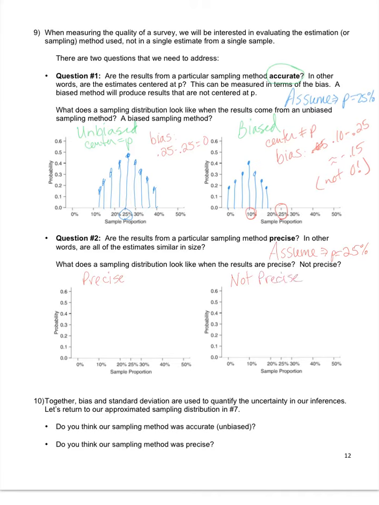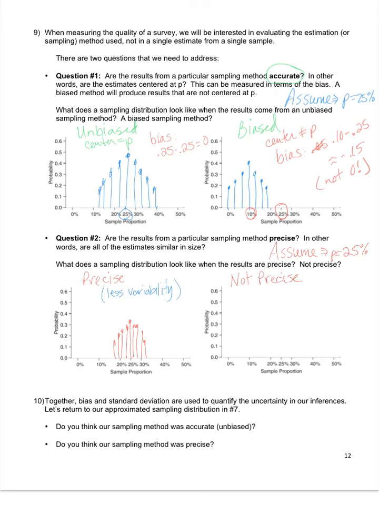All right, so precise. We're expecting 25%. Maybe we get all these results like this. And they're tightly clustered right around 25%. That tells us that we have a lot of precision. And notice that means that we have less variability in our results. So precision is another word for variability.